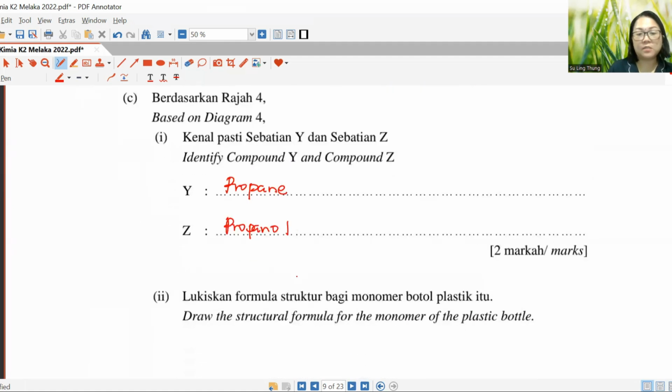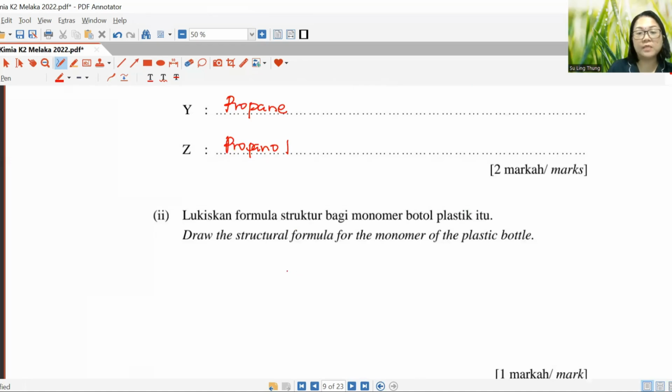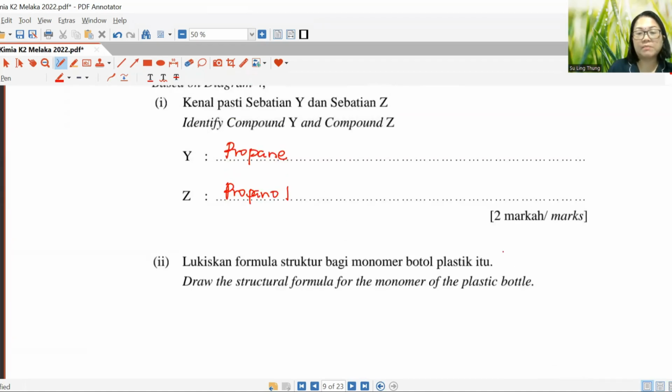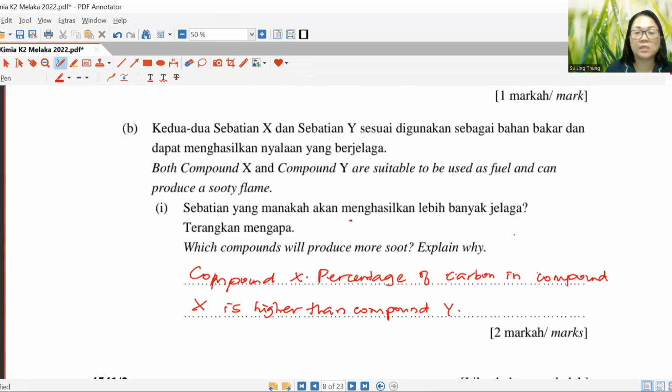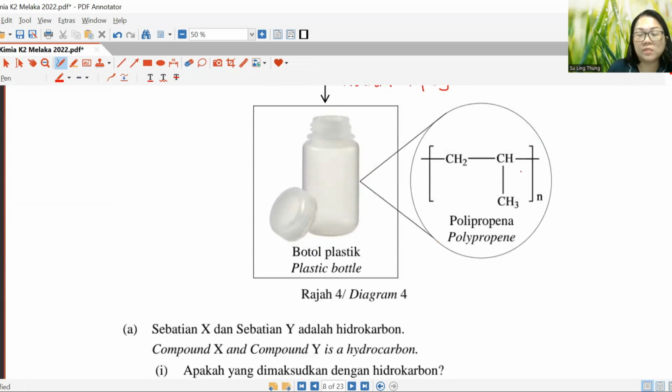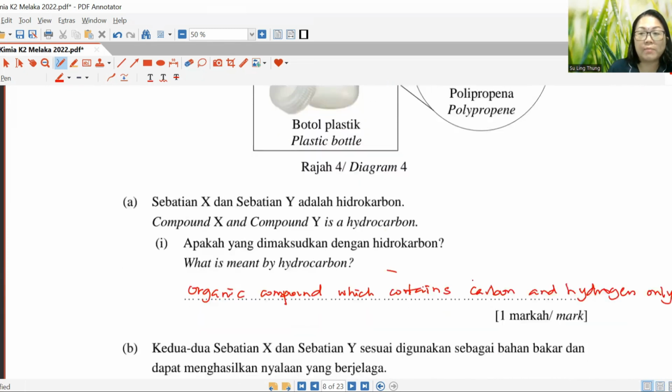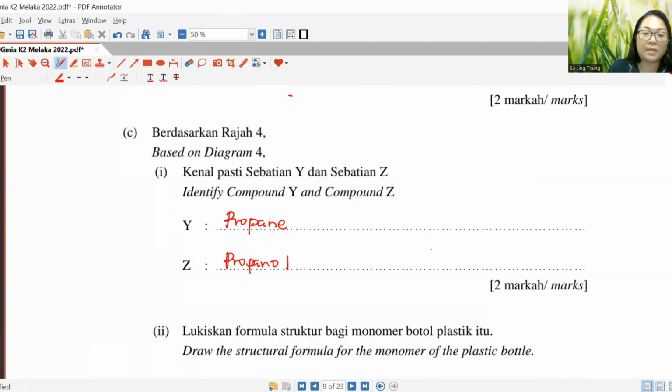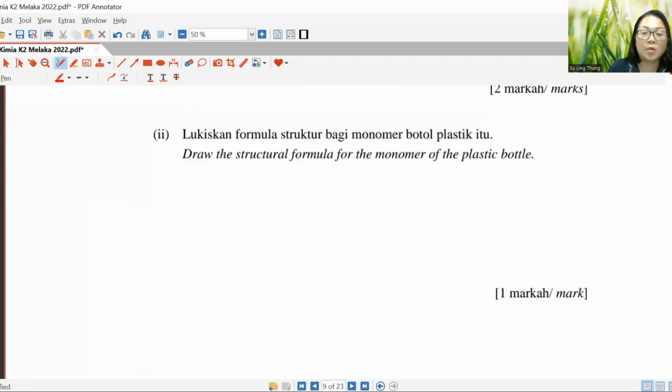Now, next, 2, draw the structural formula for the monomer of the plastic bottle. So the plastic bottle here, they have already drawn the polymer. So this is the polymer. So you are to draw the monomer out. Okay, the monomer. So it's a polypropene, meaning your monomer will be C double bond C. It has to be 3 carbon because it's propene. It comes from propene.